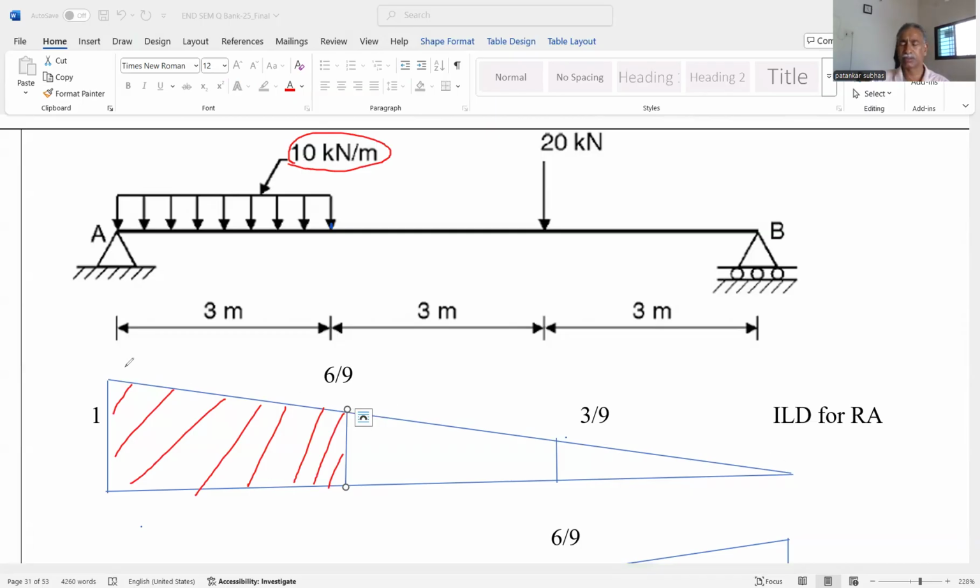But the slope is the same, the slope is constant. That means theta is constant. That's why we can take the ratio: 1 divided by total distance. Total distance is 9. So 1 by 9 is equal to y1 divided by 6 meter. So we get y1 equal to 6 by 9. Similarly, if this is y2, then y2 divided by 3, therefore we get 3 divided by 9.